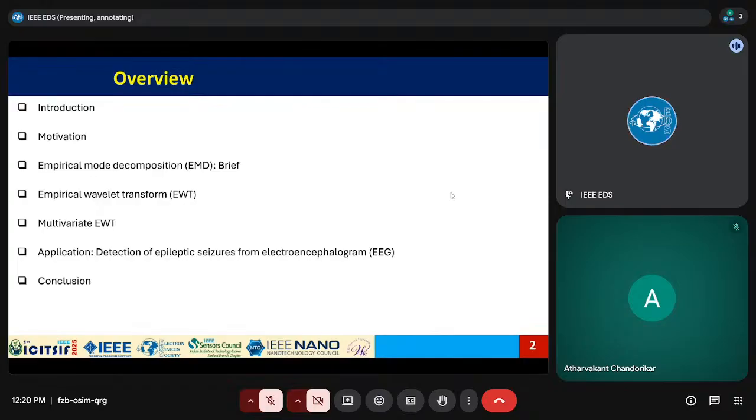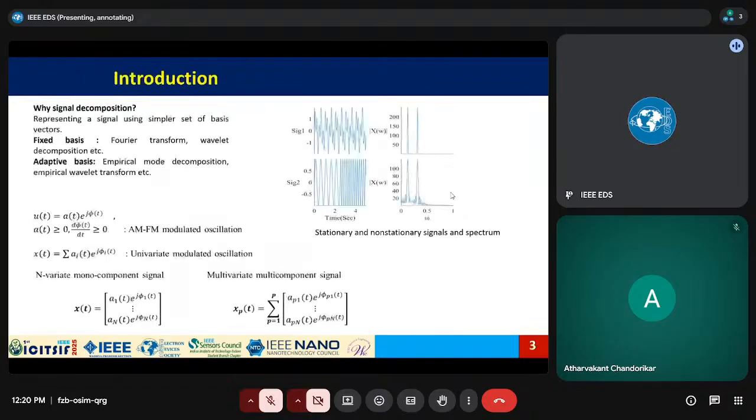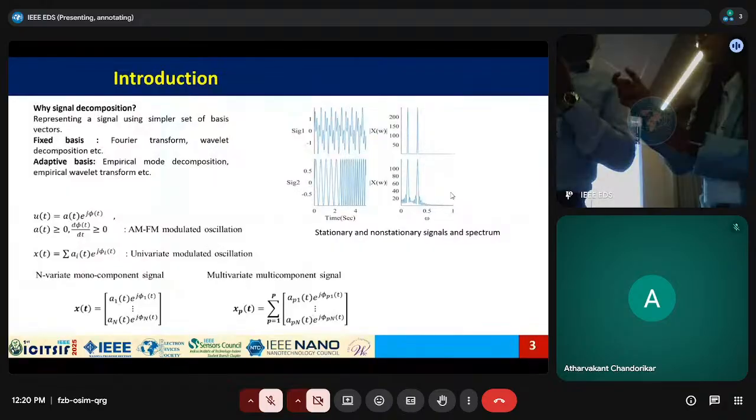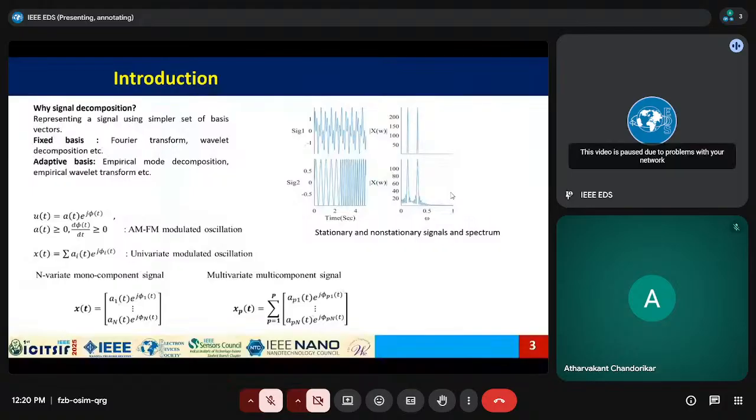And in the end, a conclusion will be provided. This is one of the fundamental problems in biomedical signal processing. We have signals, and these signals have a lot of information, and the question is how to extract that information. For that, we represent these unknown biomedical signals in terms of known functions. And Fourier, in 1807, suggested the use of sinusoidal functions to represent unknown signals.